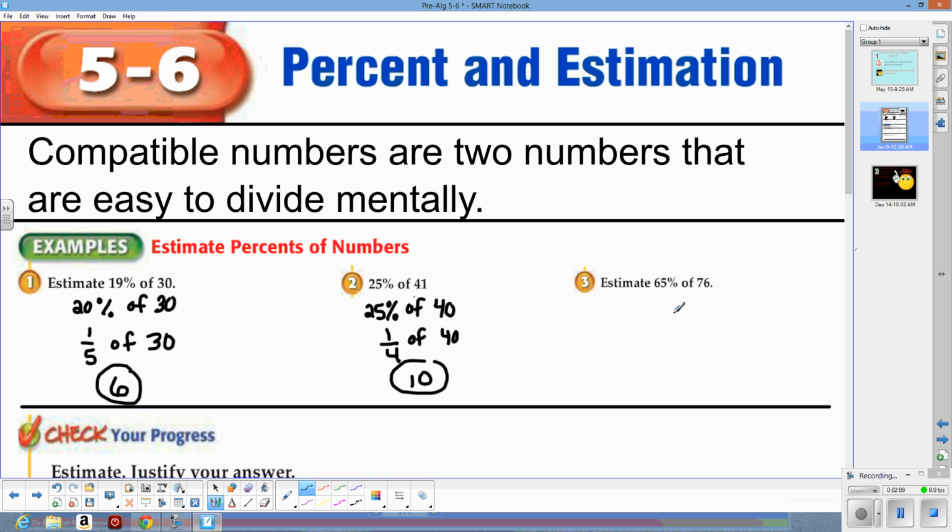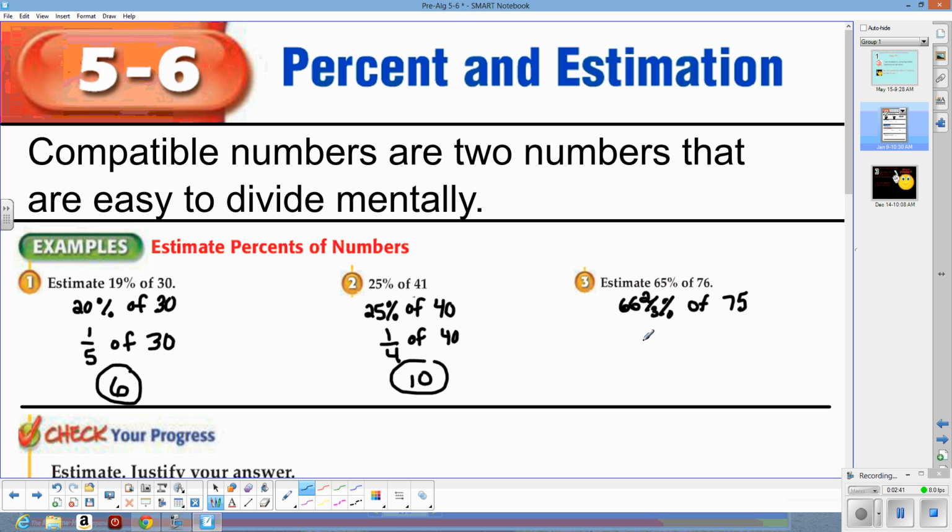Next up, 65% of 76. This time I would probably change both of my numbers. 65% is really close to 66 2/3%. 66 2/3% is that common fraction of 2/3. And then 2/3 of 76 isn't very easy to do, but 2/3 of 75 is easy to do. So I'm going to change that to a 75.